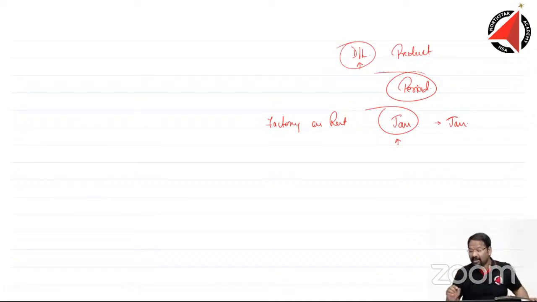Answer is yes. Now tell me, this January month rent, does it look like a product cost or does it look like a period cost?